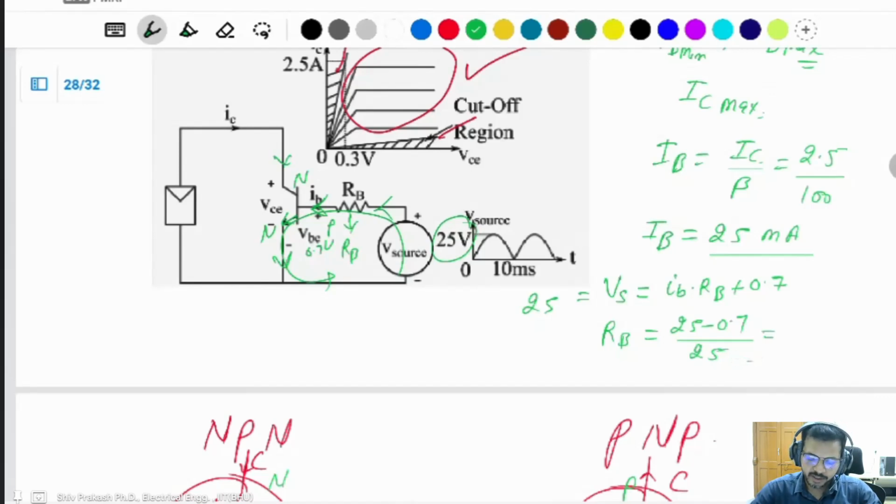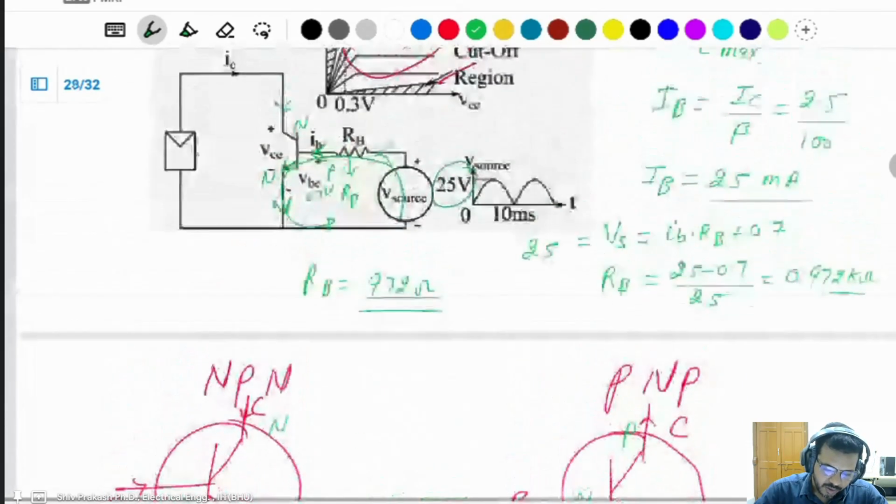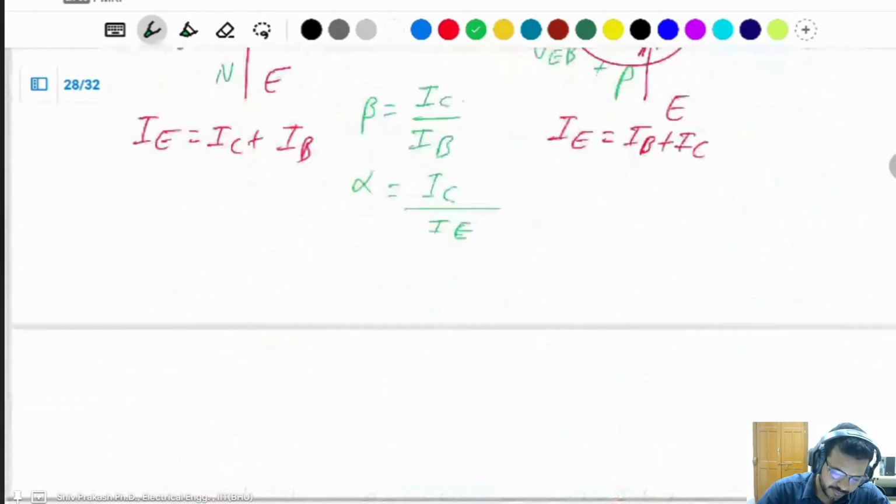Result will be in kilo ohm. It will be 0.972 kilo ohm. But the question asks in ohm, so RB in ohm is equal to 972 ohm. Okay, simple question. Simply take the maximum current here, see in which region the maximum current is flowing, then you can simply calculate. All of the things are given.